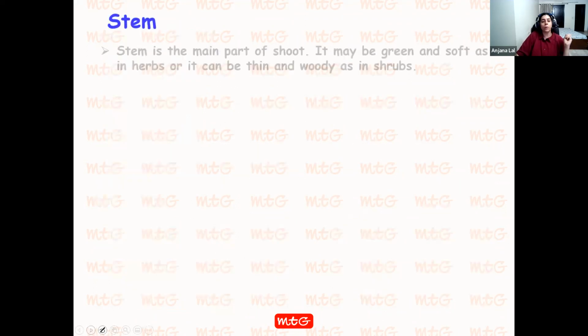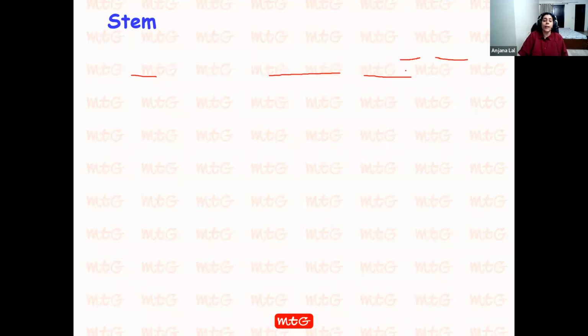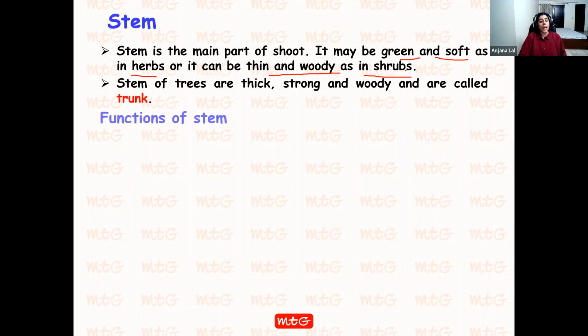Now we'll be talking about the stem. Stem is the main part of the shoot. It may be green and soft as in herbs, and it can be thin and woody in shrubs. Herbs have stems which are green in color and very soft to touch, whereas the stems of shrubs are woody and thin. Stems of trees are thick, strong, and woody. They are known as the trunk. So mango will have a thicker stem and we call it a trunk.